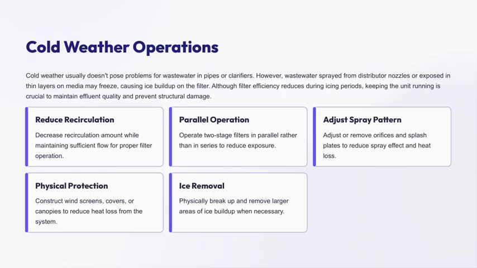Additionally, physical protection measures like wind screens, covers, or canopies can significantly reduce heat loss from the system, helping to keep components warmer. When ice does form, especially in larger areas, it's often necessary to physically break up and remove the ice buildup to restore proper operation. Overall, these measures help us keep the treatment process stable and effective, even in cold weather, aligning with our goal of maintaining optimal system performance year-round.